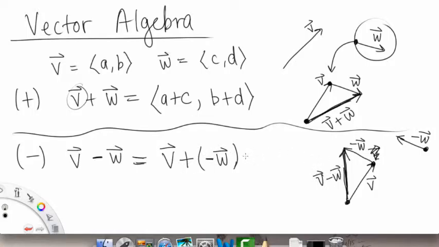And component-wise, again, we'll do that. So V minus W means the x component of V minus the x component of W. So A minus C. And then we'll do the same thing with the y's, B minus D. Okay? Alright, so that's it for addition and subtraction. And now we'll go on to scalar multiplication. So I'll put the title here. So scalar multiplication.